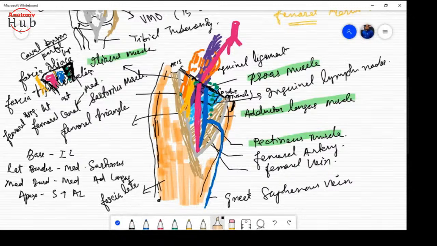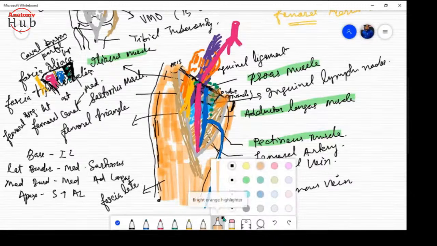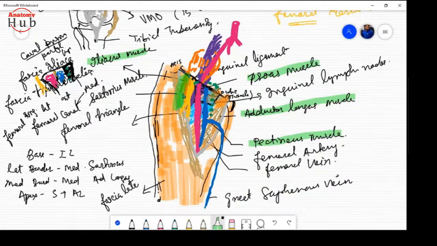Now just see my drawing direction, my pointer direction, how they are attaching. It ascends upward and attaches to the ASIS. I'll take another color so that it will be clear. See the direction of the fibers. They attach here at the ASIS, in this way. Then it returns back again. All these fibers return back and attach again to the pubic tubercle.